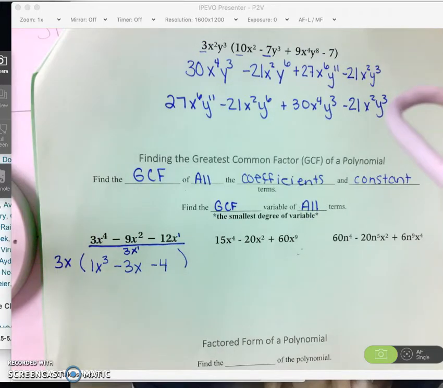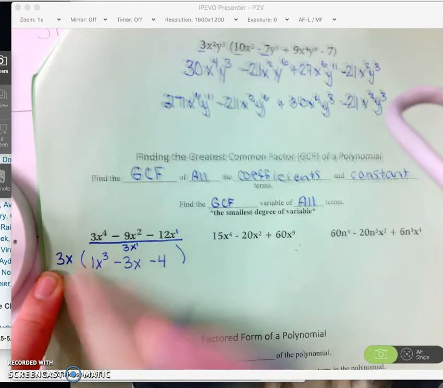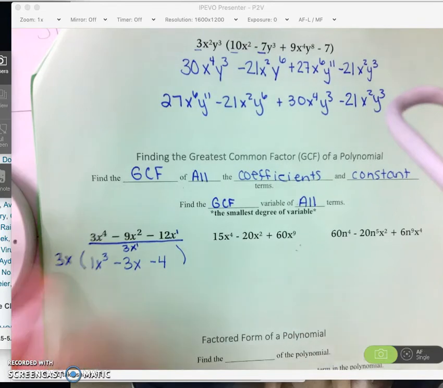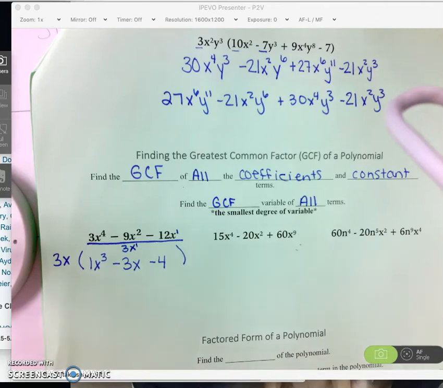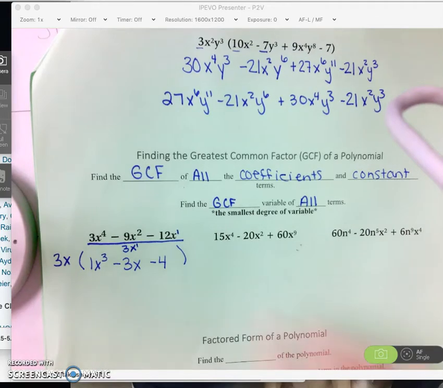Alright, I don't remember where I was, so I'm just going to go to the next problem. This is factoring out the greatest common factor. Let's pull out first the... looking at all of these, let's figure out what that greatest common factor is.